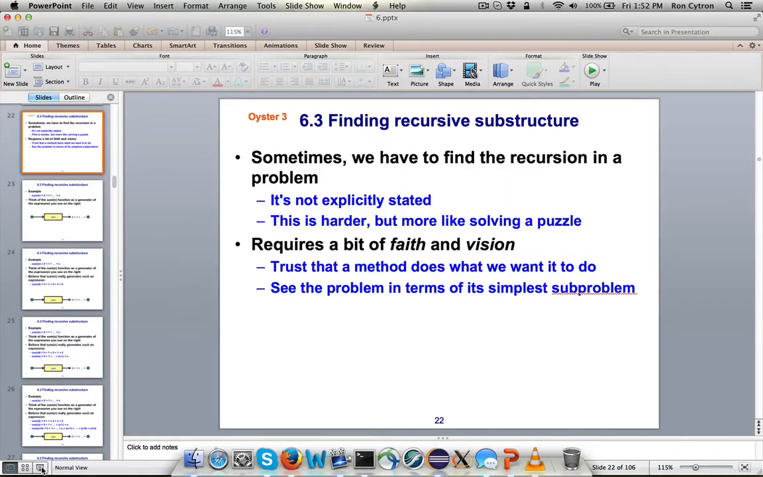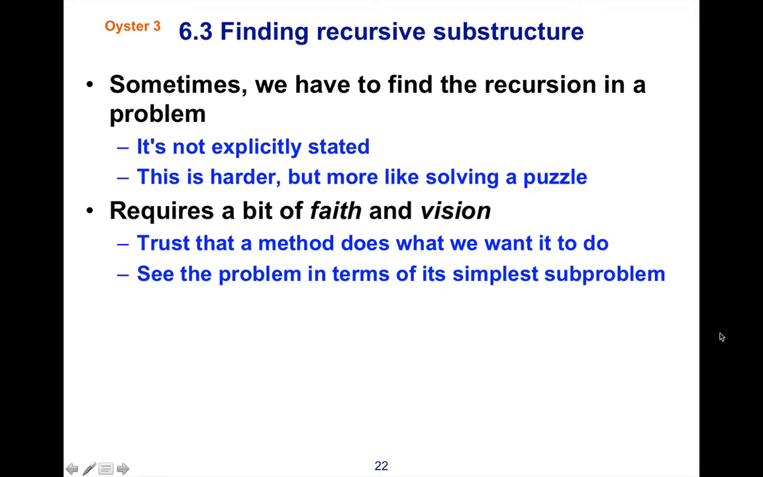So far, we've been lucky in the sense that the problem we're trying to solve is specified in a recursive manner up front. But sometimes we have to dig a little bit to find the recursive structure in a problem. It's not explicitly stated as part of the problem, and we're looking for a kind of puzzle solution to a larger problem in terms of solving it by a smaller version of the same problem.